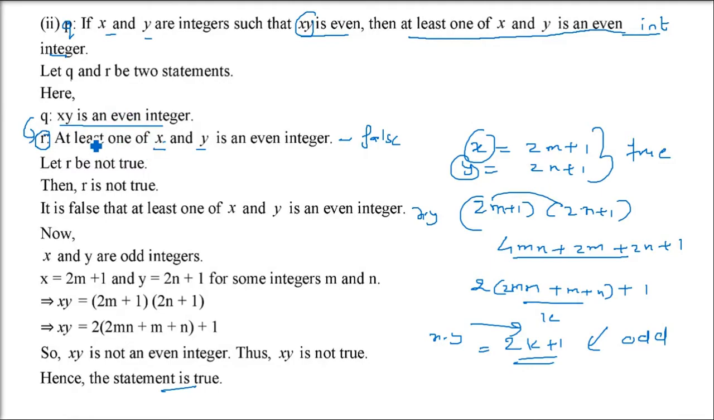You can also do it in the straight way. We can just assume that xy is an even integer. If you take x and y as integers, say take one as 2m and the other as 2n, then the product is 4mn. You can write it as 2 into 2mn. 2mn is k, so 2k. So this is coming as an even integer. So both ways you can do it.